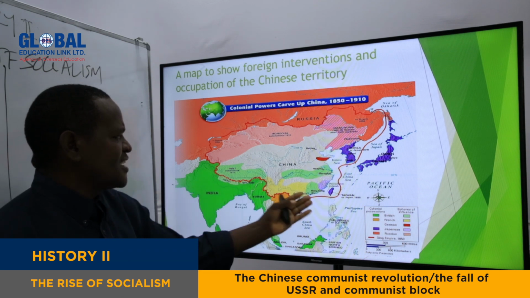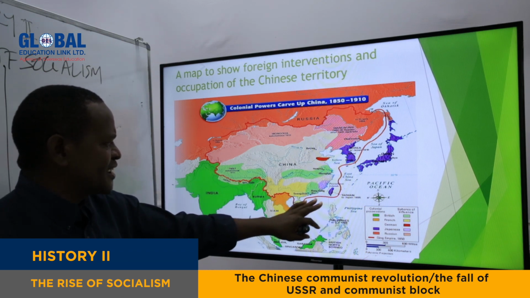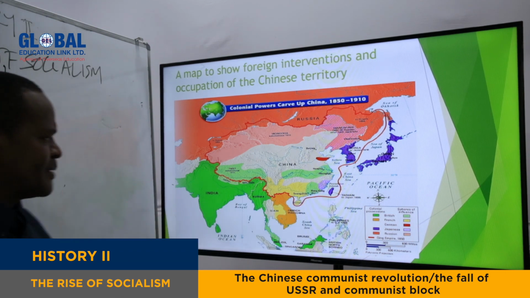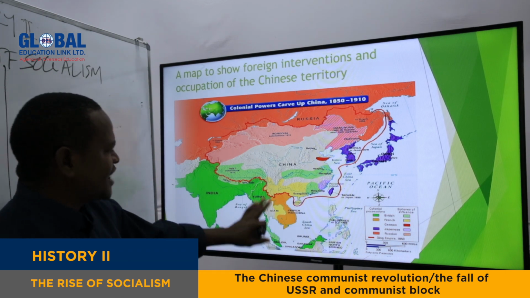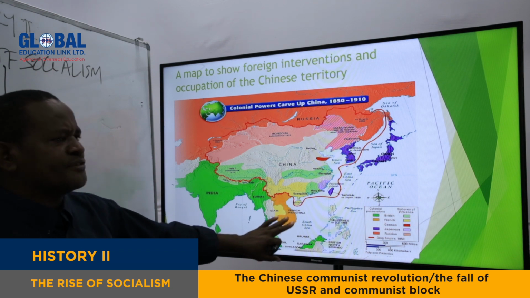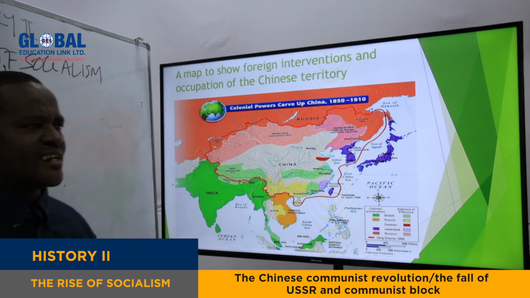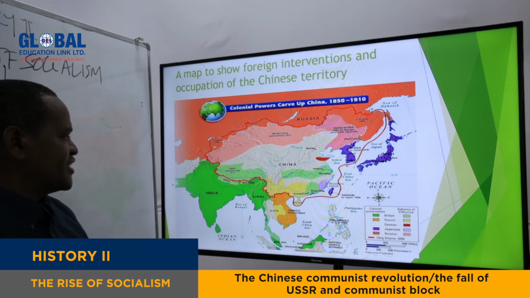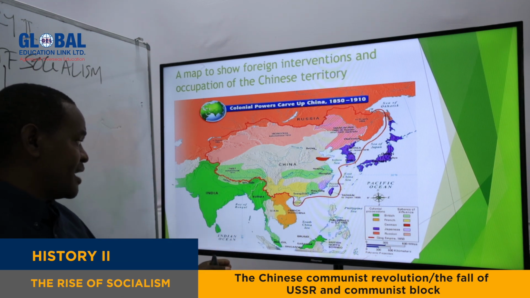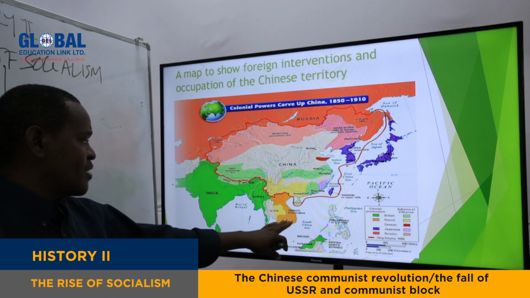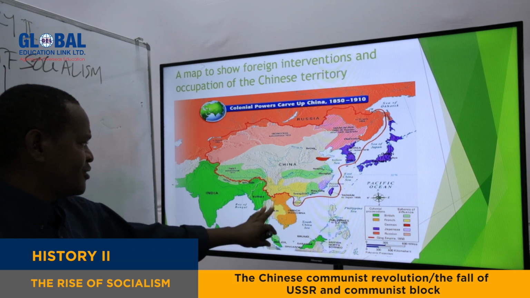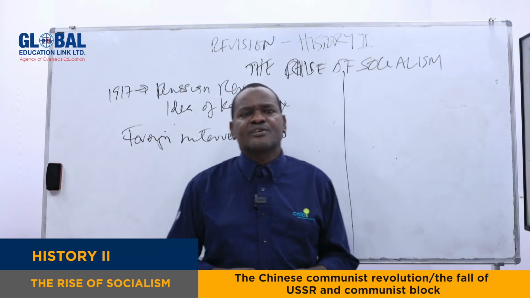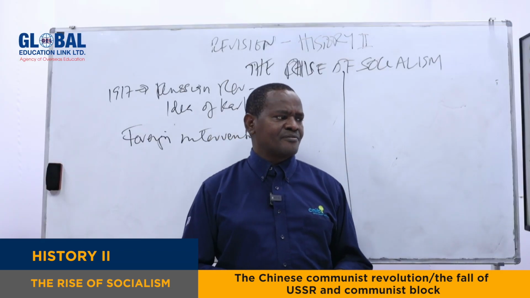But also we have another area like Hong Kong, which was taken by the British. We have Taiwan, which was taken by the Japanese. Also there are the Indochina areas, which were under the influence of the Chinese, but they were taken by the French, another foreign power. Remember here we are talking of Taiwan, Cambodia, Laos, and so on. All these areas were taken. The same applied to Korea. It was under the influence of the Chinese, but it was taken by foreign powers.